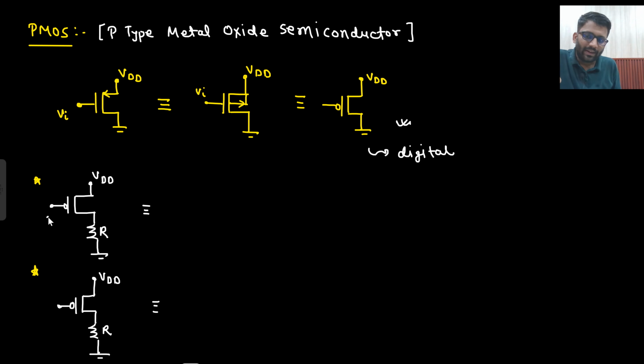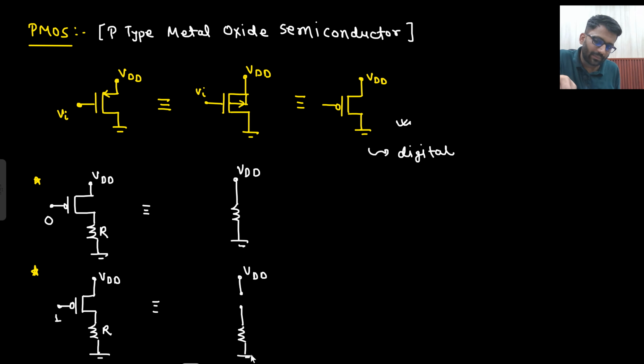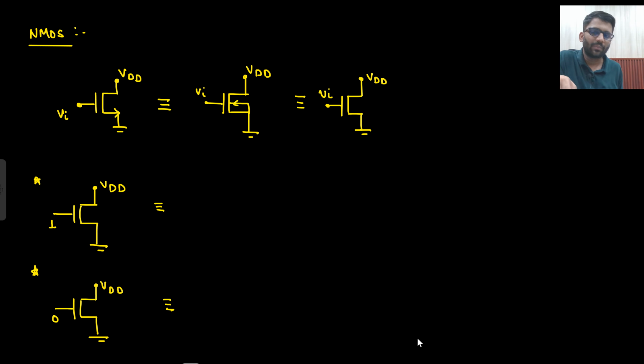Now if applied input is 0 and if applied input is 1, how will it behave? So if applied input is 0, there is a bubble, right? So if applied input is 0, then it will turn on. So it is like logic low. If applied input is 0, it will turn on, and there is this resistor connected. And if applied input is 1, it will turn off. If it is turning off, that means it is open circuited. Turning off means open circuited. Very simple thing.